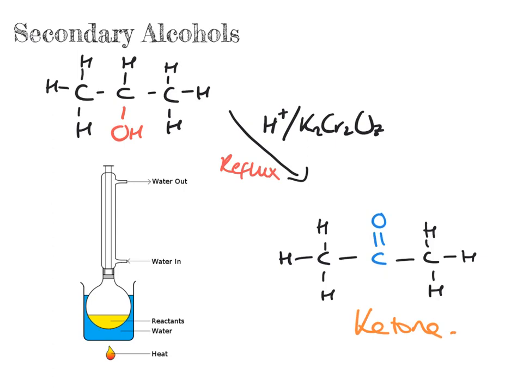And ketones are produced from secondary alcohols when they are oxidised under reflux conditions using acidified potassium dichromate. And ketones can't be any further oxidised, so you don't need to worry about going too far with this one, and that's why reflux is absolutely fine at this stage.